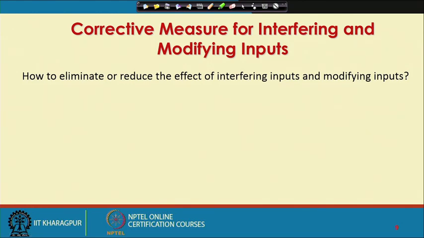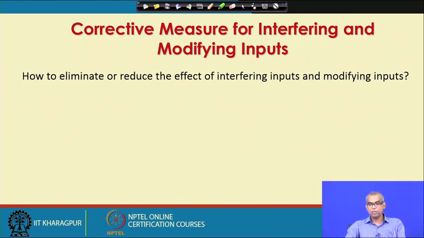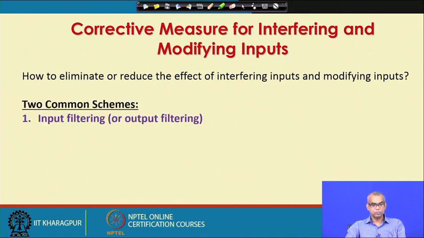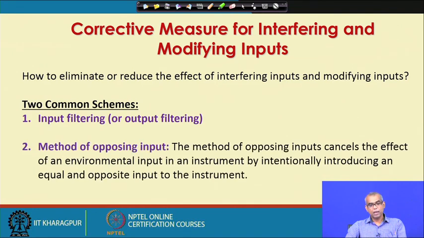Now, the question you ask is how to eliminate or reduce the effect of interfering inputs and modifying inputs. There are two common schemes: input filtering or output filtering, and the method of opposing inputs. The method of opposing inputs cancels the effect of an environmental input in an instrument by intentionally introducing an equal and opposite input to the instrument. As the name suggests, input filtering or output filtering relies on filtering the undesired inputs at the entry level or at the exit level.